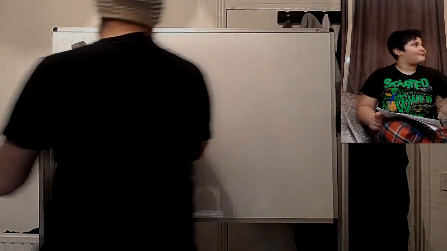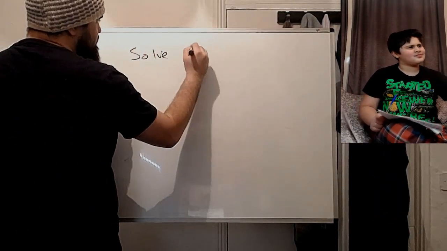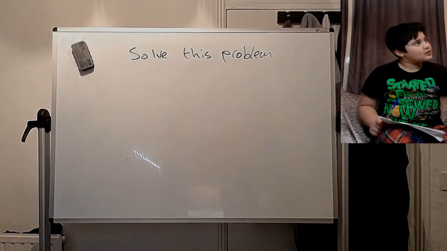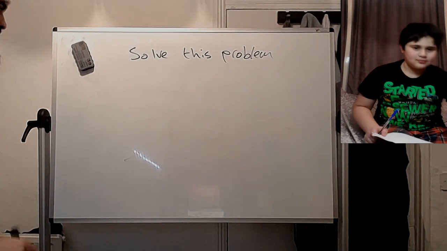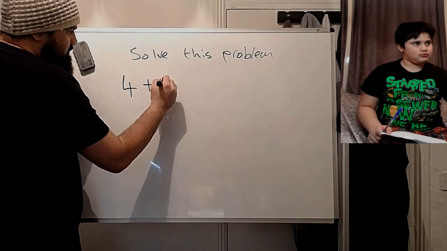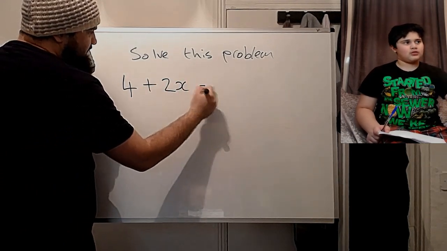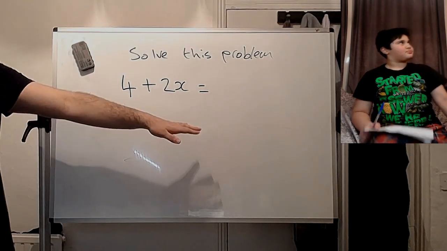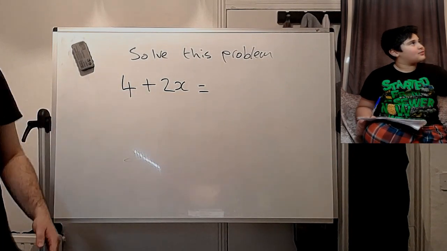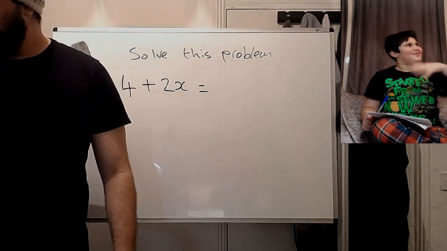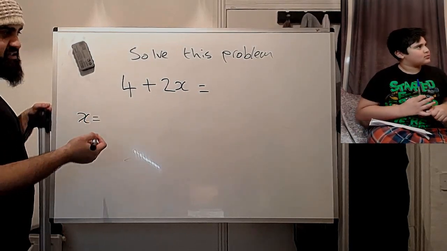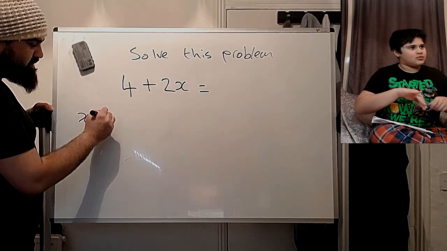What if I told you solve this problem? Solve the following problem, okay? I'm going to say 4 plus 2x. What does it equal? Well, at the moment, you can't do this. Why? Because you don't know the value. We don't know the value of the x. Awesome. Well done, my man. But what if I told you x equals to, I'm going to give you something difficult actually, x equals to 9.